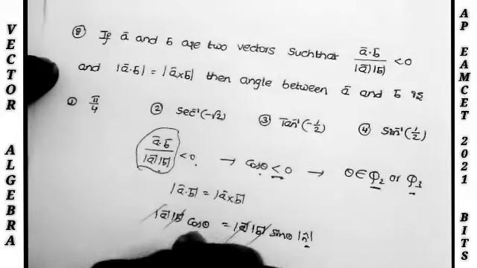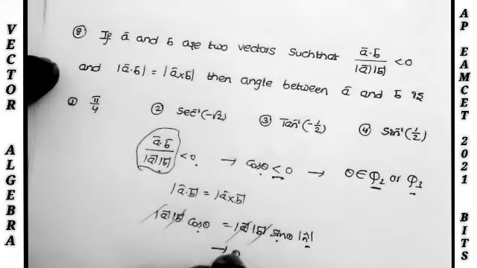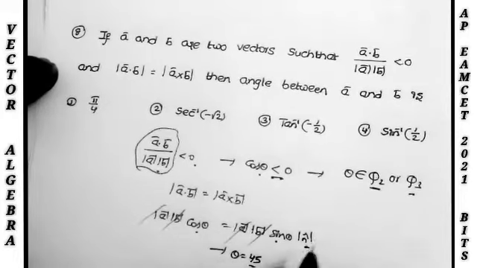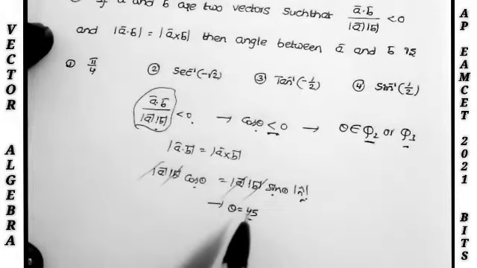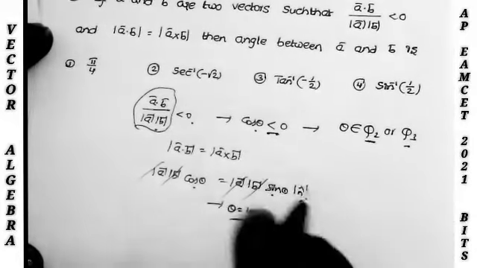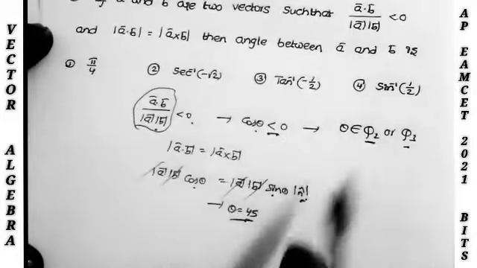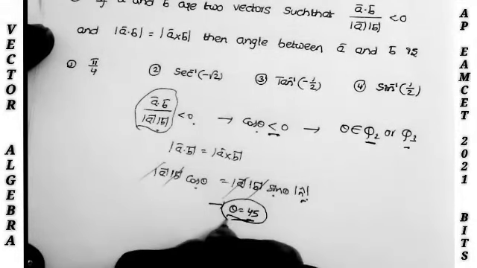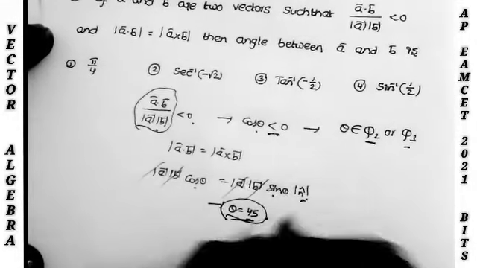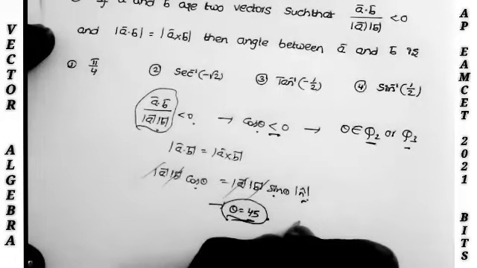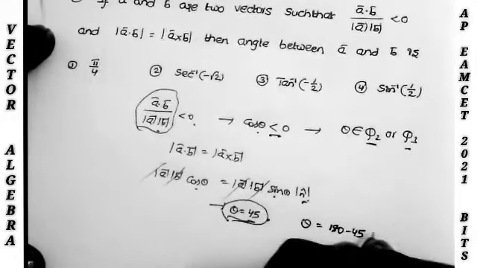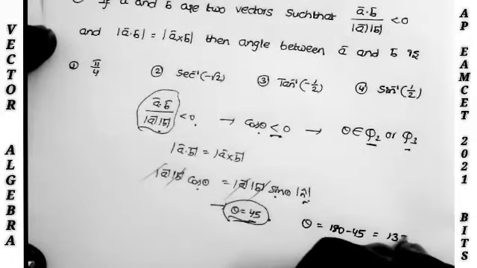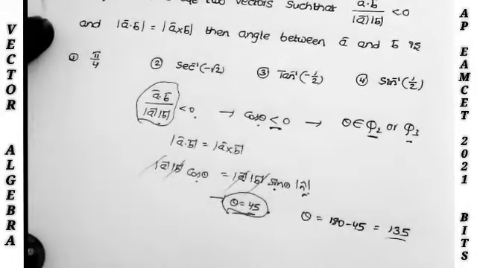So sin theta is equal to cos theta, which means the value of theta is equal to 45. Sin theta is equal to cos theta means tan theta is equal to 1, which means theta is equal to 45. So what is the given question? The angle between the vectors, theta, is equal to 45. But here the angle is in the third or second quadrant, so you have to take theta equal to 180 minus 45 or 180 plus 45. Suppose I take 180 minus 45, then this becomes 135.